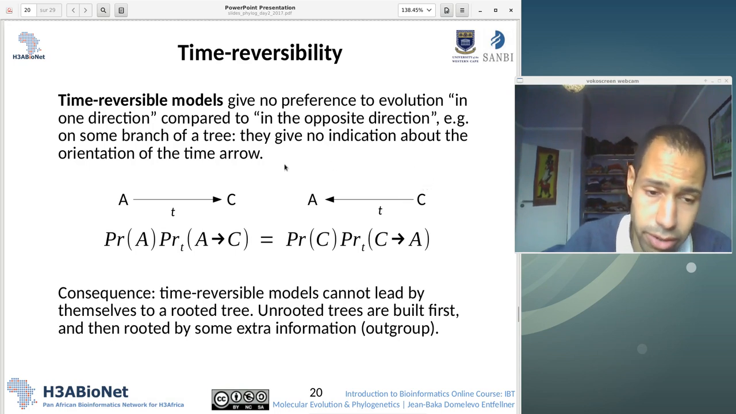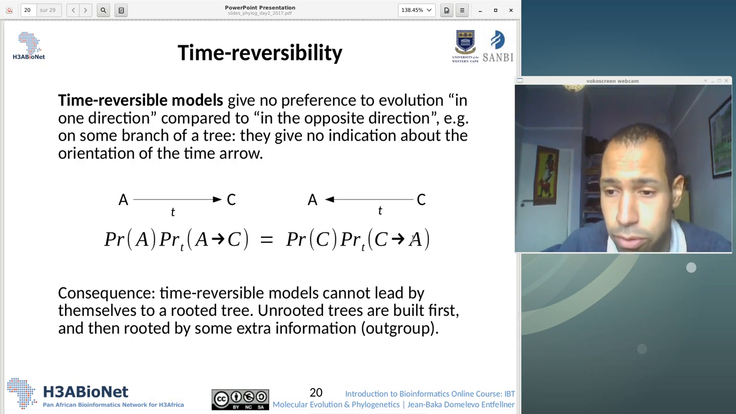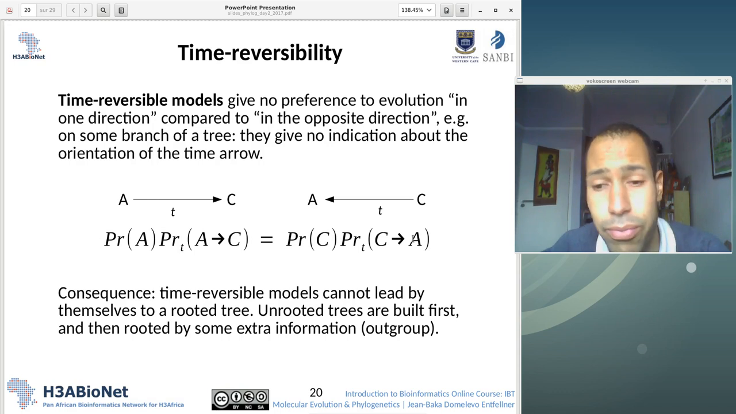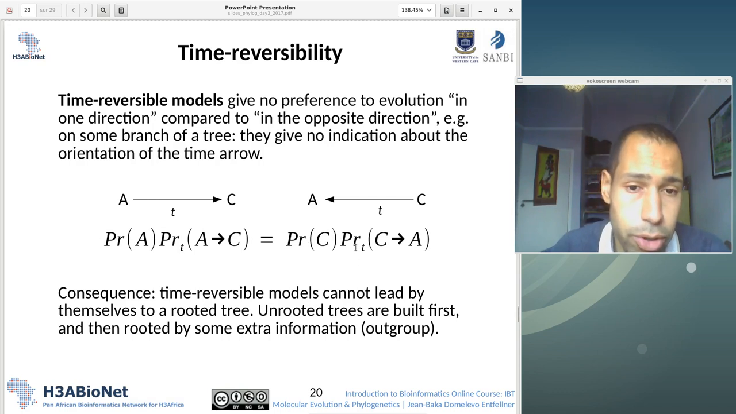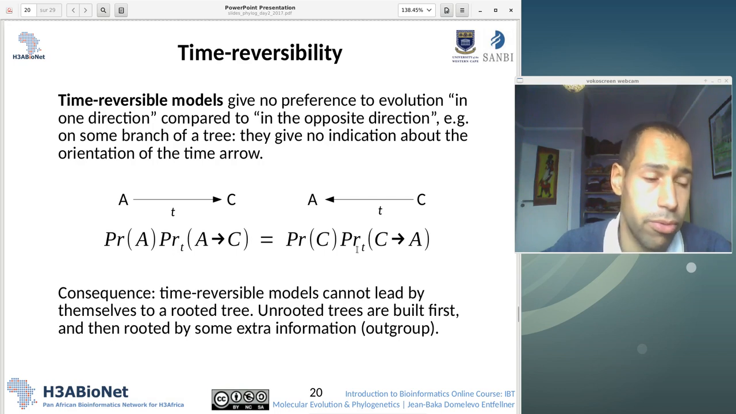Under time-reversible models, these 2 probabilities for a tree are the same. This is a minimal tree, a tree with 2 nodes and 1 edge. This tree here has the same probability as this tree. In other terms, there is no preference for the arrow of time to go from left to right or from right to left. So time-reversible models do not give you any indication about the orientation of the time arrow.